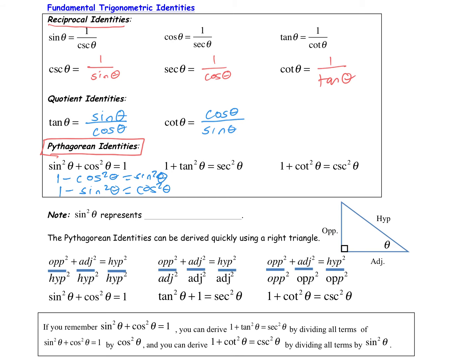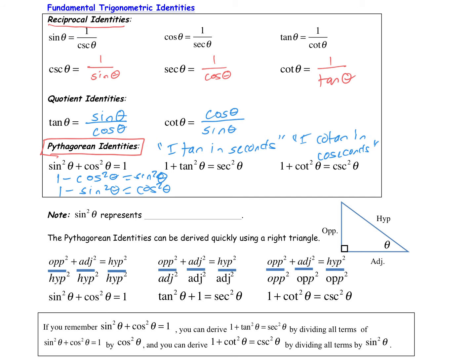The next identity is 1 plus tangent squared theta is secant squared theta. And the way I remember this, it's kind of silly, but I think it'll help you remember. I say this phrase, "I tan in seconds." And then the third Pythagorean identity is 1 plus cotangent squared theta equals cosecant squared theta. And we can have another silly sentence, which is "I cotan in coseconds." So the 1 corresponds with the I, tan with tangent squared theta, and seconds corresponds with secant squared theta.